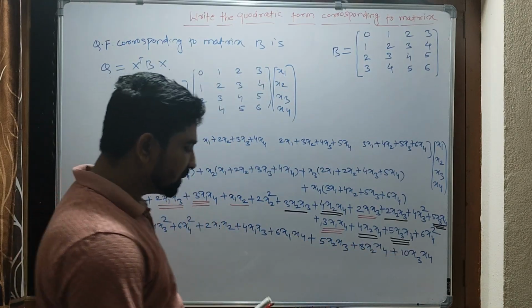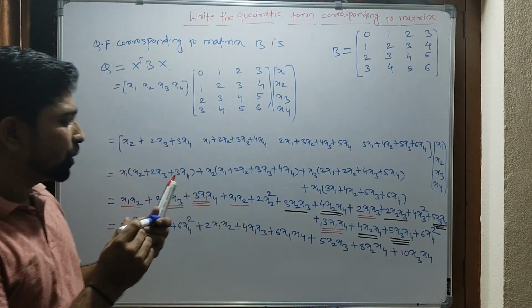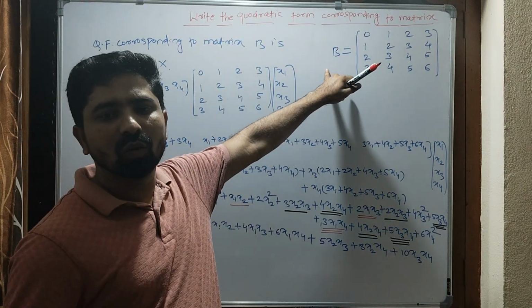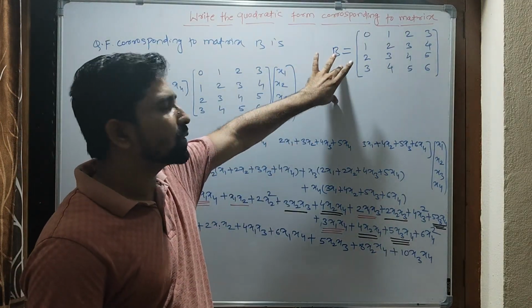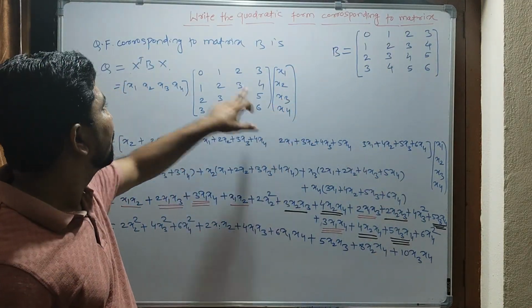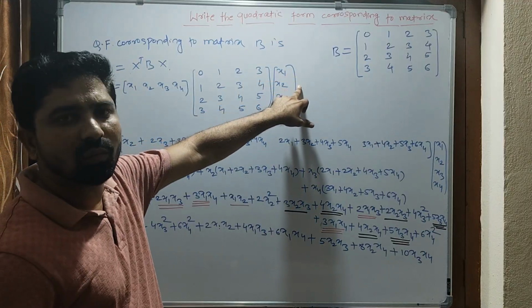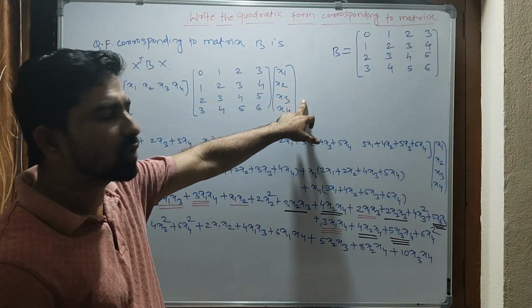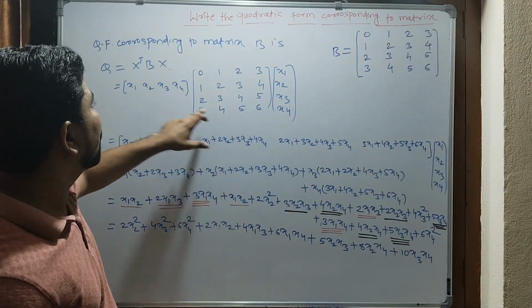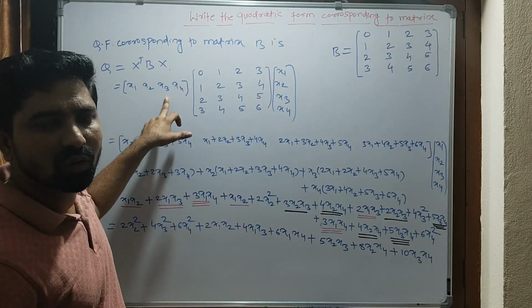So this is the quadratic form corresponding to this matrix B, which is of order 4 cross 4. That's why I take x as a vector of 4 rows and 1 column. So this matrix is 4 cross 4, and this is a row vector, 1 cross 4.